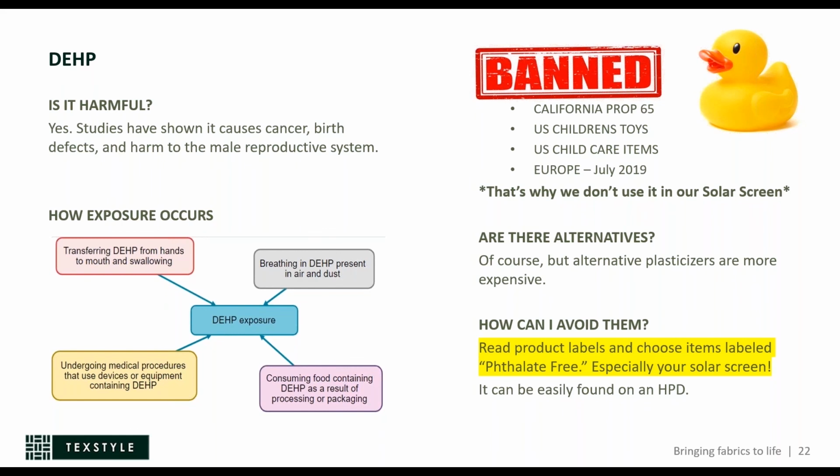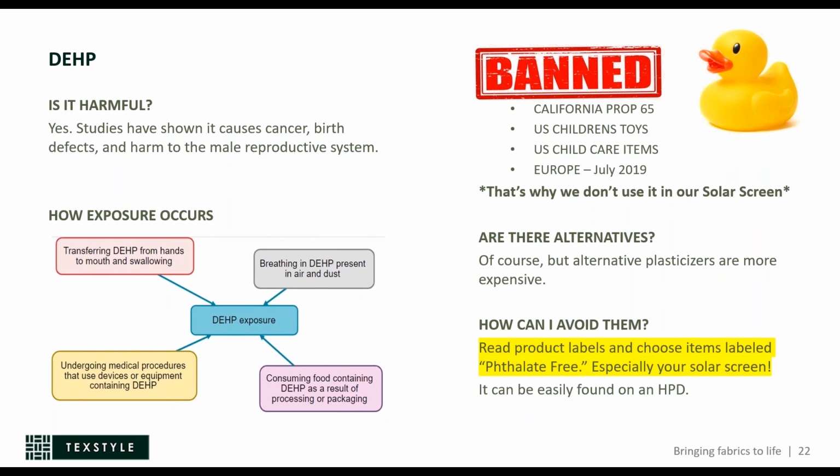I do know that there's one rather large US company for solar screen that is currently selling solar screen with DEHP. Most of you have probably heard of them before, but I'm not naming any names. Rather, I just want to say do your homework. Please find out if the solar screen you are using, if it's not ours, is DEHP free, or says phthalate free, because there is a chance that it might not be.